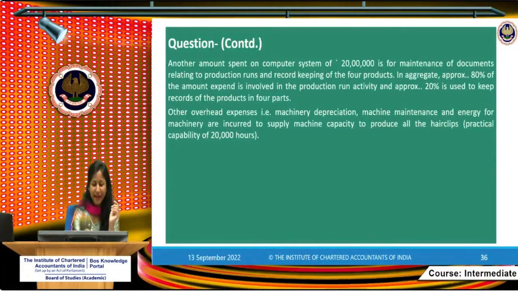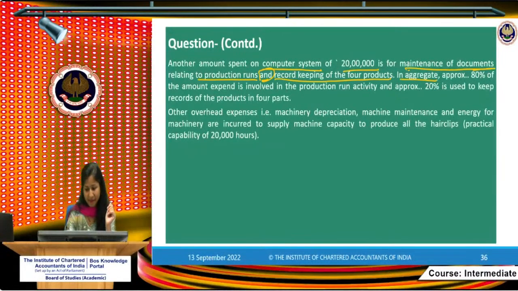Another amount spent on the computer system, 20 lakh, is for maintenance of documents relating to production runs. Documents relating to production runs means that how many times the production is running, you are maintaining separate documents. This computer system was used for two different tasks. One was maintenance of documents relating to production runs. Second, record keeping of the 4 products.